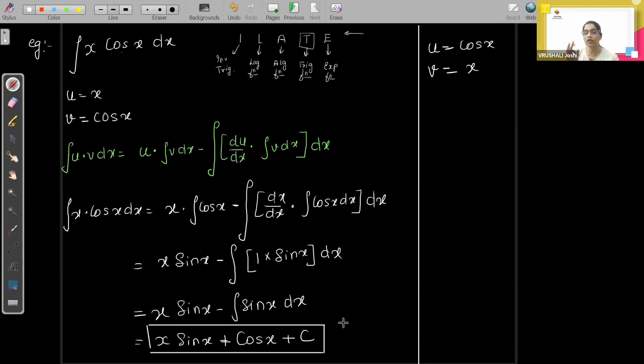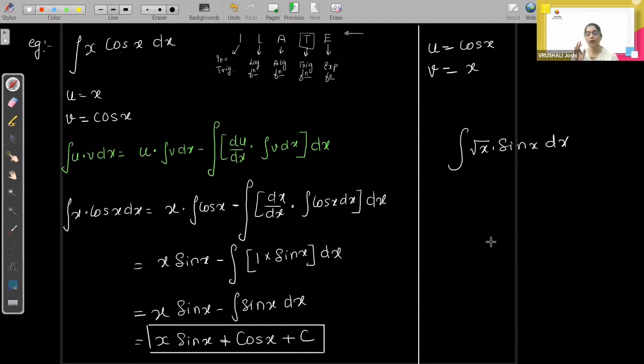हमको दे दिया है क्वेश्चन, तो ऐसे नहीं. Suppose if someone gave you a question: integration of root of x into sin x dx, and how will you integrate this now? Because it is not possible. This function has to be a derivative of some function, correct? So ये function किसका derivative है? So it complicates things, correct?